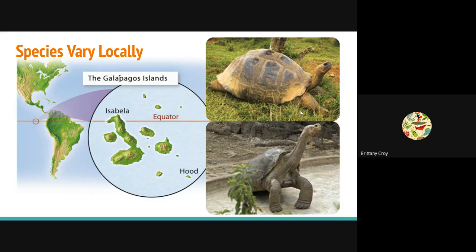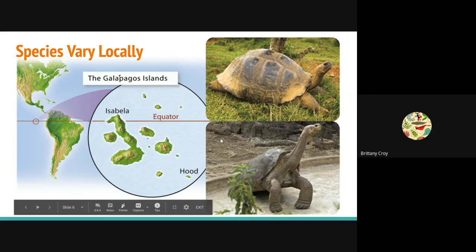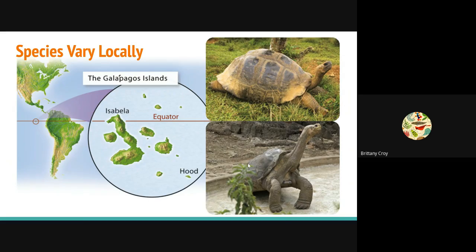If you notice, the background here is lush and green. So this turtle is going to eat grass off the ground, so it's going to keep its head down. Whereas this is sort of drier and more like a desert. So this turtle needs to be able to reach its head up to be able to get leaves off of a tree.